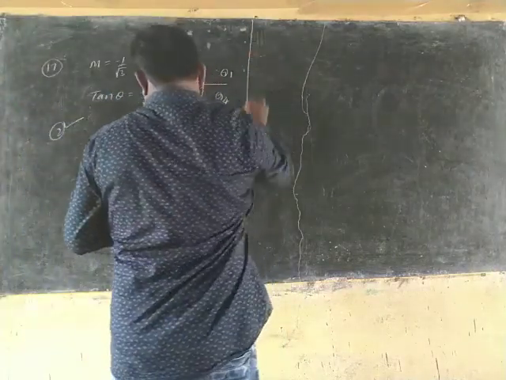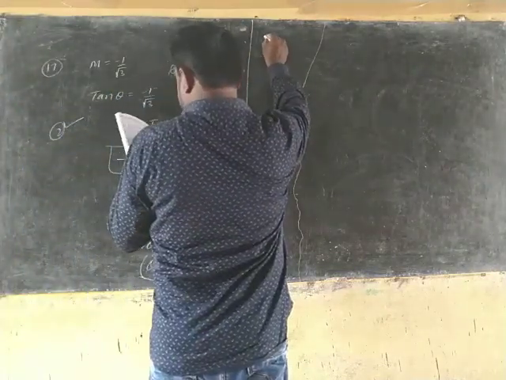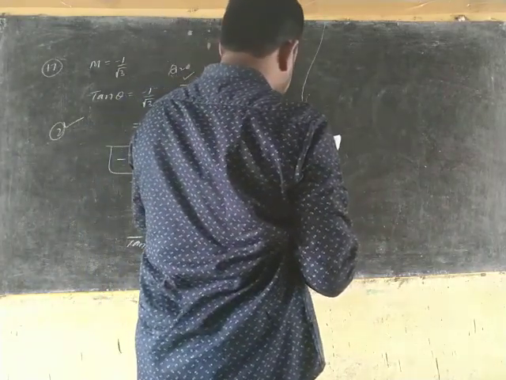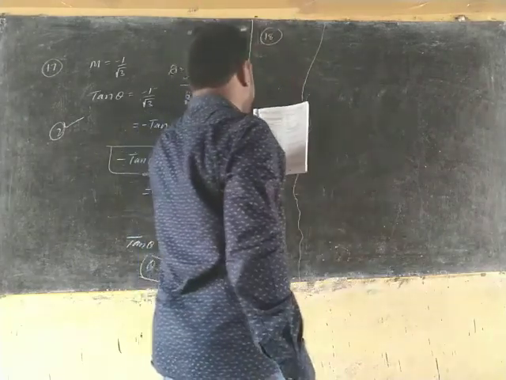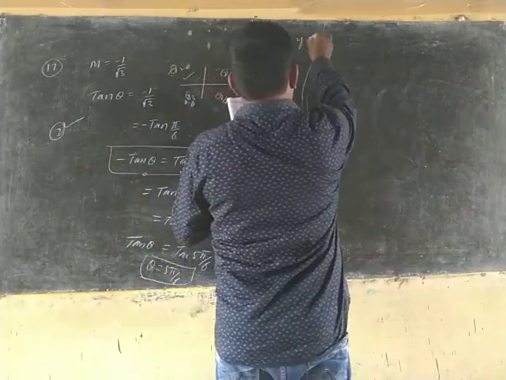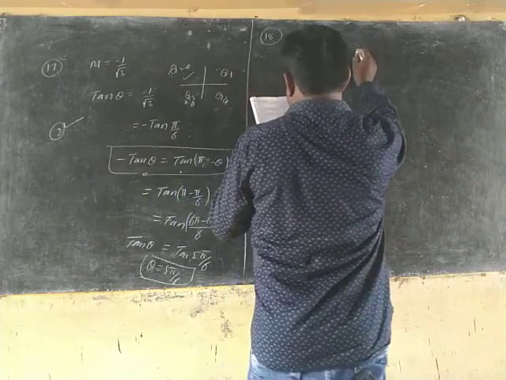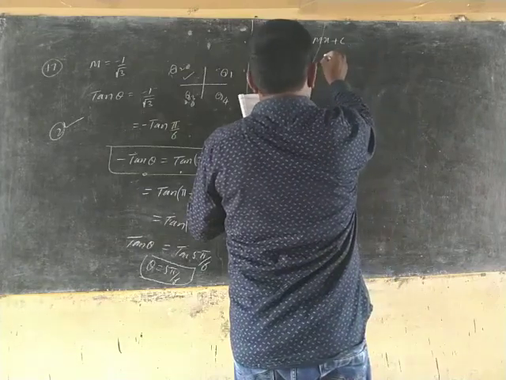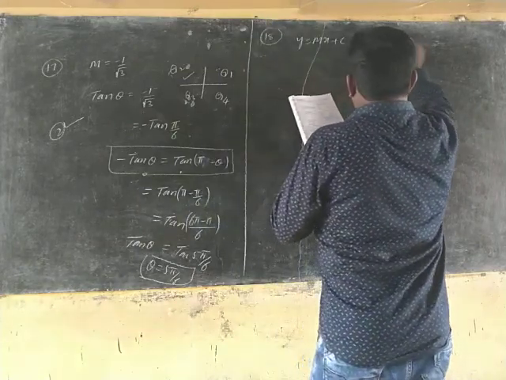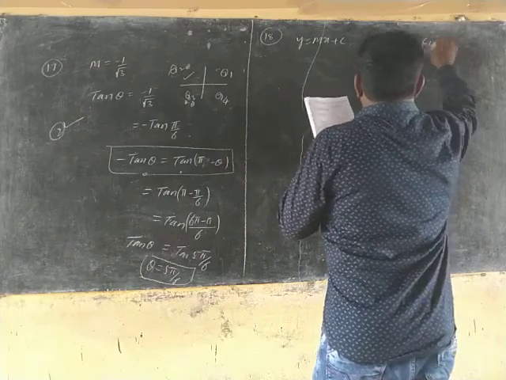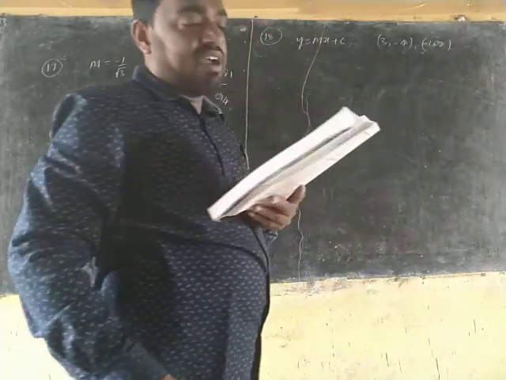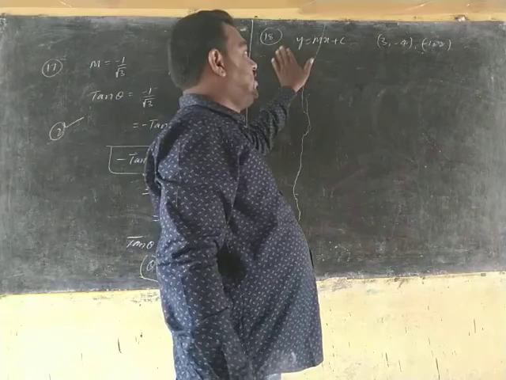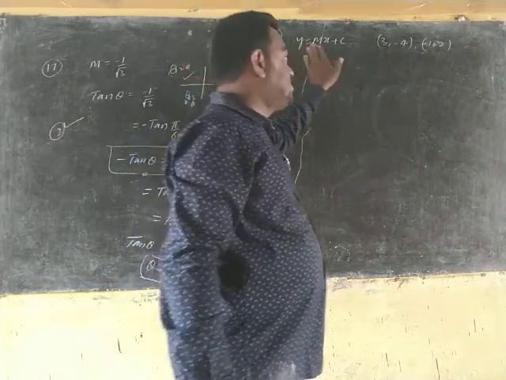Next, coming to the next question, that is the 18th question. If the straight line y is equal to mx plus c passes through the points (3, minus 4) and (minus 1, 2), then the value of m is. Very easy question, you see. This is one of the straight line equations. The straight line is passing through these 2 points.